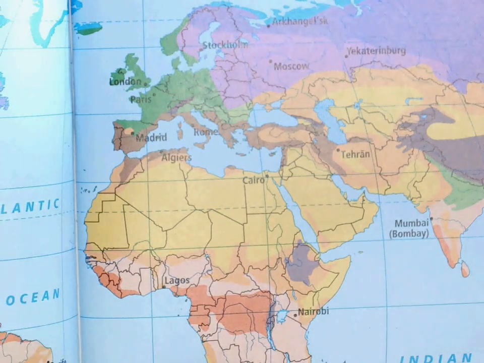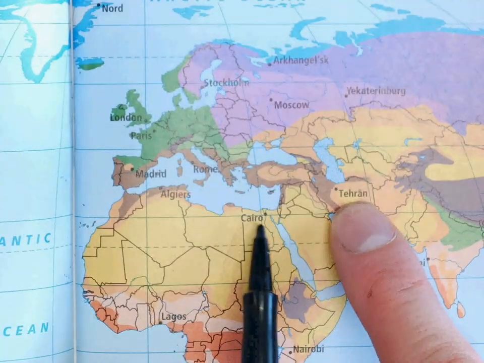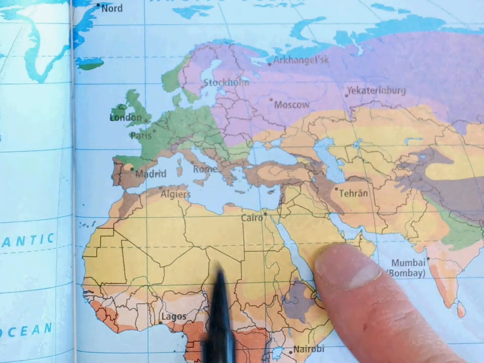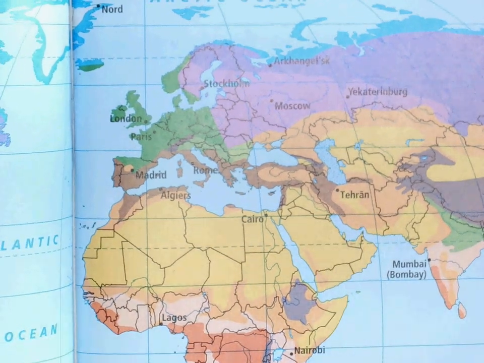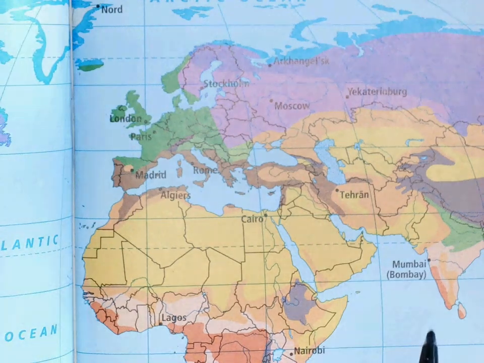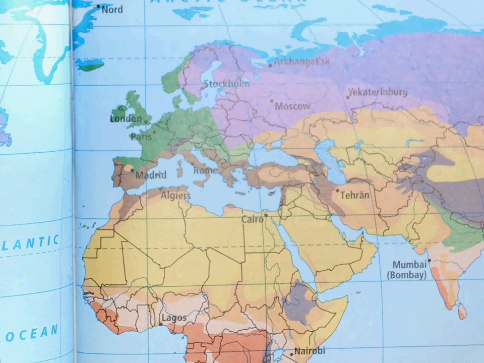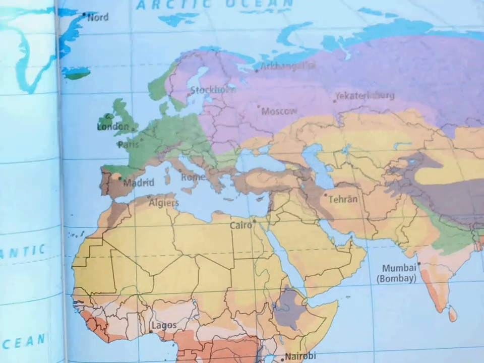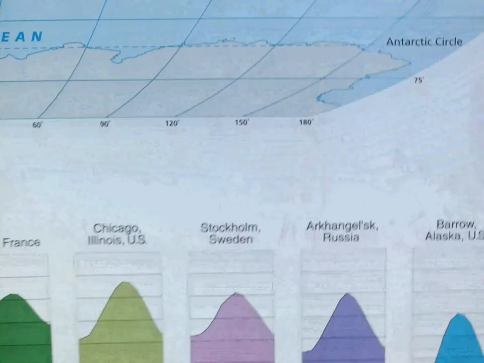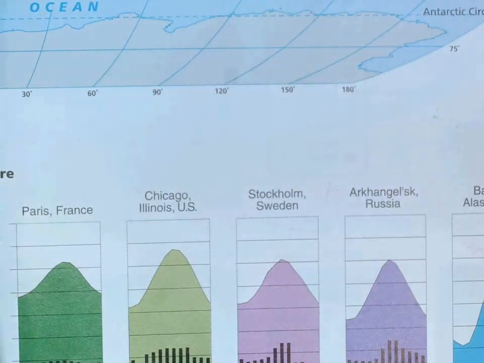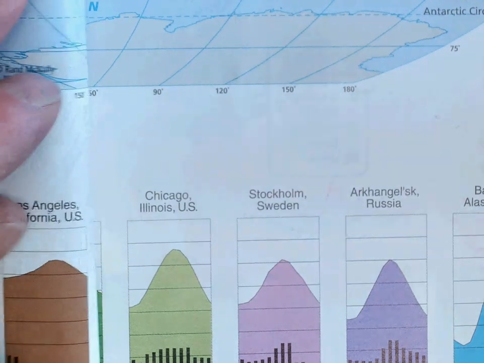The key thing here is seeing that Cairo is more coastal and Tehran is more inland. Also, Tehran is up in the mountains. So if you looked at the physical map for Tehran, you would see that it's up in the mountains. Another couple of locations you can compare are Chicago and Los Angeles.